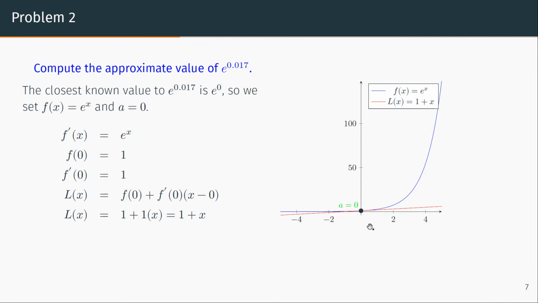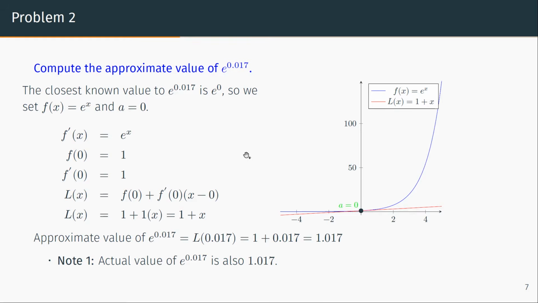Now this plot represents how the straight line is approximating this function at the point a is equal to 0, right? You can see that from this place to this place, this equation is able to approximate the function well. So what we need is e to the 0.017. So we replace x by 0.017 and we get 1.017, right? And when we see the actual value of e to the 0.017, that is also the same. So we are able to approximate quite well up to 3 decimal places by using the equation of the straight line.